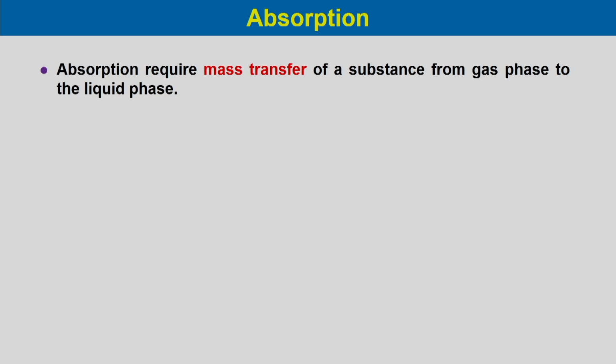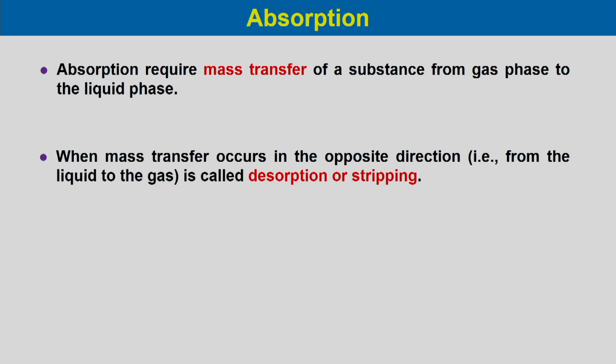So, carbon dioxide preferentially transfers to the liquid phase depending on the ability of the solvent. Okay. So, when mass transfer occurs in the opposite direction, that is from the liquid to the gas, the process is called desorption or stripping. Basically, once the particular gas is dissolved in the solvent and we want to recover that gas or the solvent, we need to desorb it, we need to strip it back.